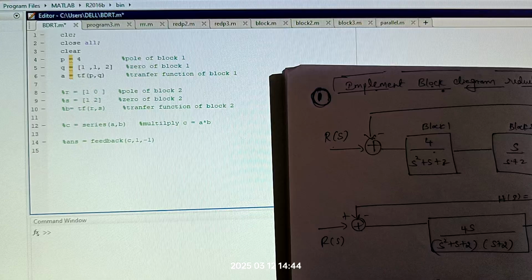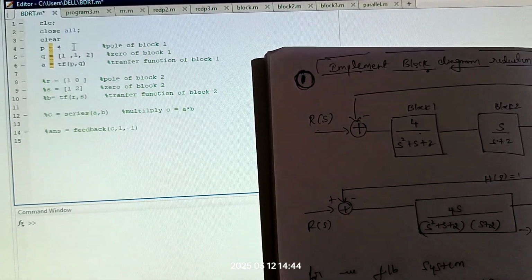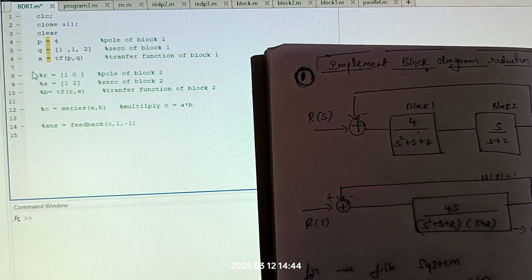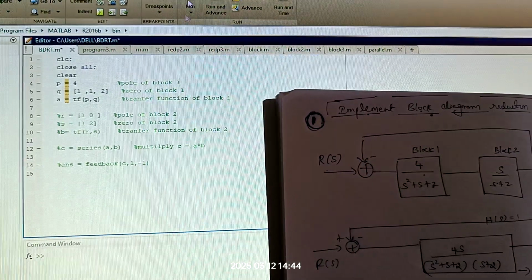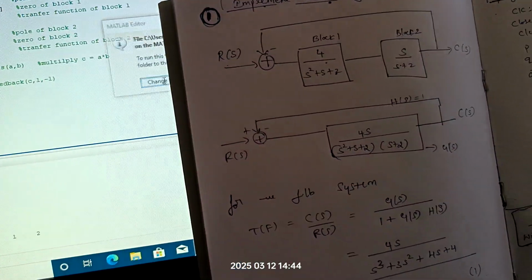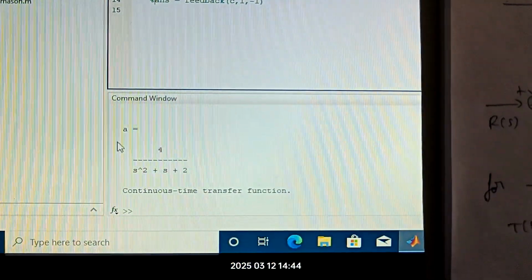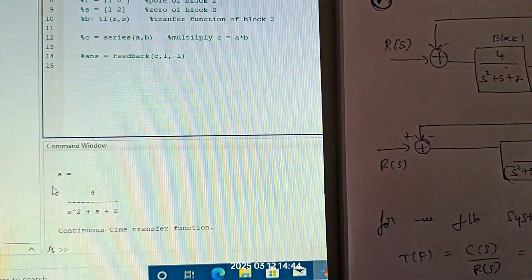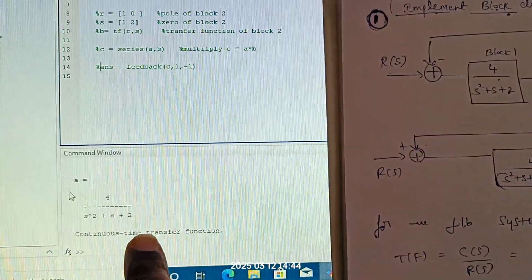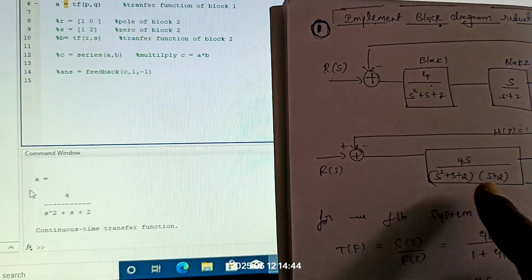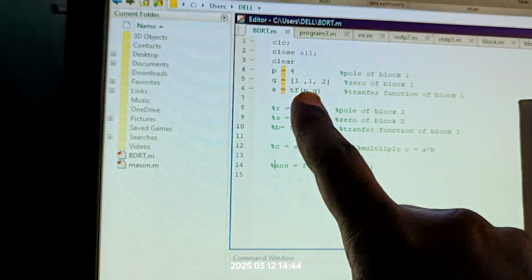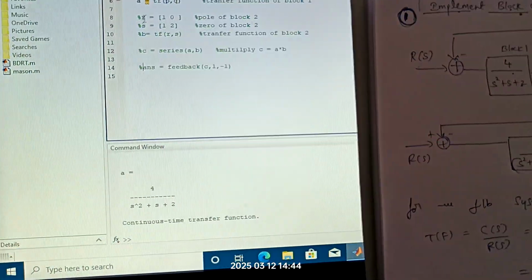Here p is 4, then q is 1 1 2, and a is transfer function of p comma q. Now you can run this and observe the output. You are getting the output exactly as this one, 4 divided by s square plus s plus 2. This is a which you are getting. Now similarly we can go for the next one.